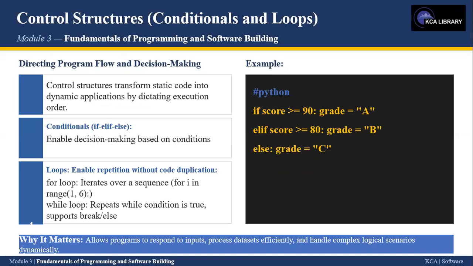A program is static until we introduce control structures. Conditionals like if or else statements allow our code to make decisions. Loops like for and while loops allow us to automate repetitive tasks efficiently. This is how we build intelligence into our software. It allows the program to react differently based on the data it receives.